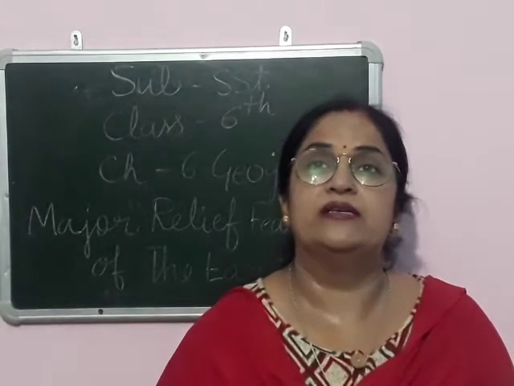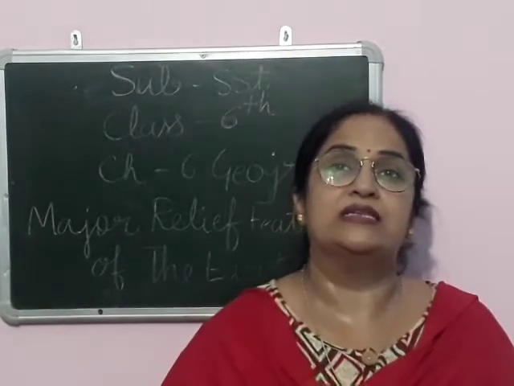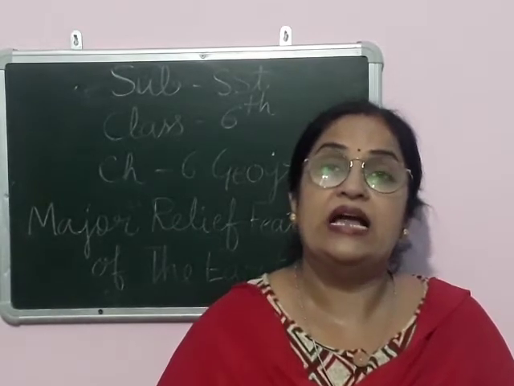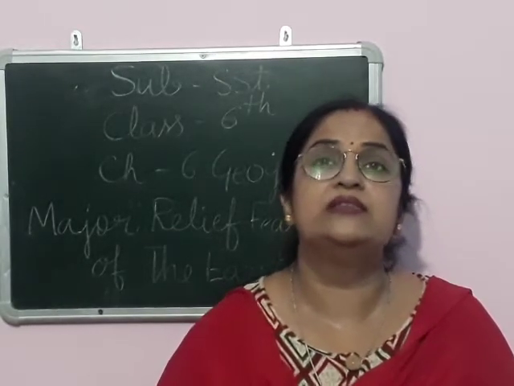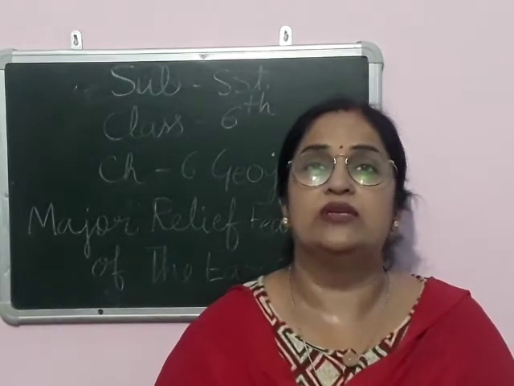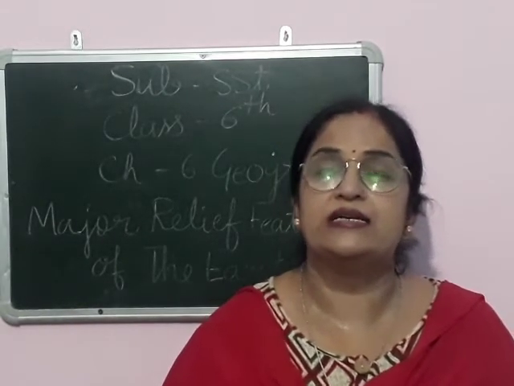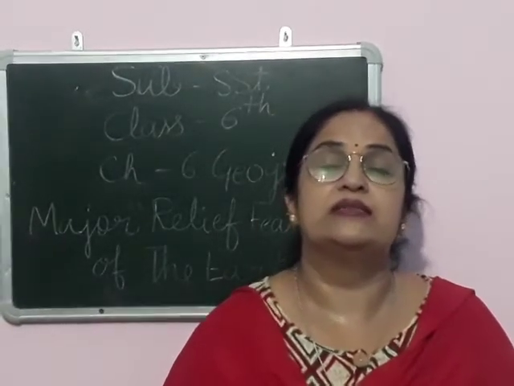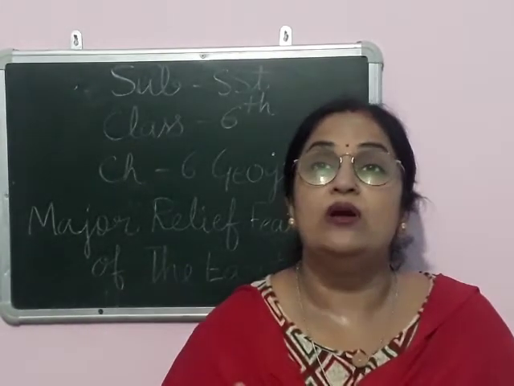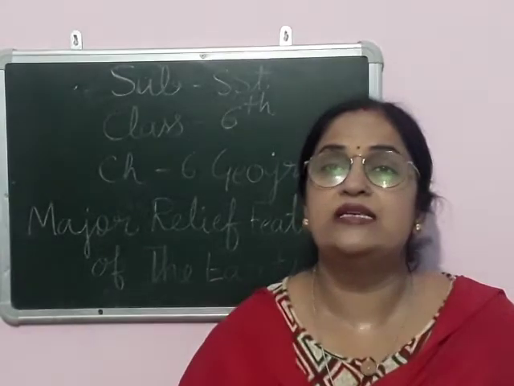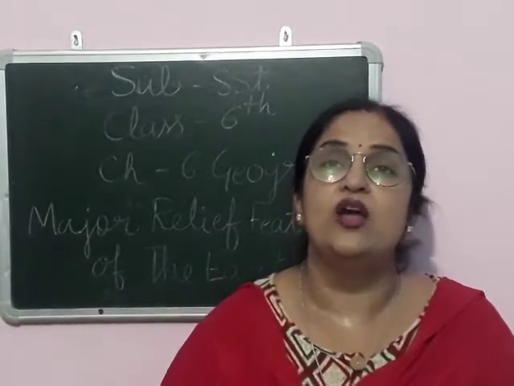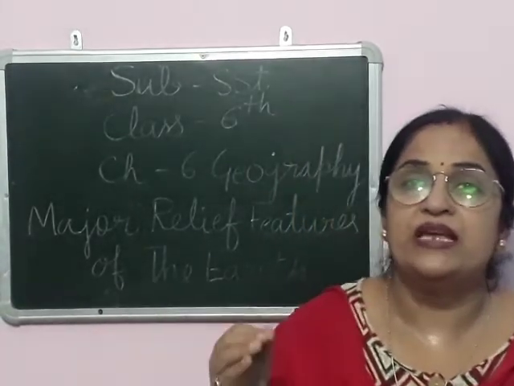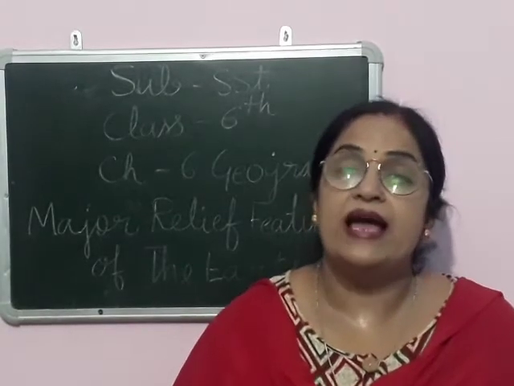into different types, like fold mountains. How are fold mountains formed? The internal movement in the earth's crust causes compression on the earth's crust. This results in folding of the earth's crust. This process is called folding, and the mountains formed by this process are called fold mountains. Examples of fold mountains: the Himalayas, the Andes, the Rockies, etc.